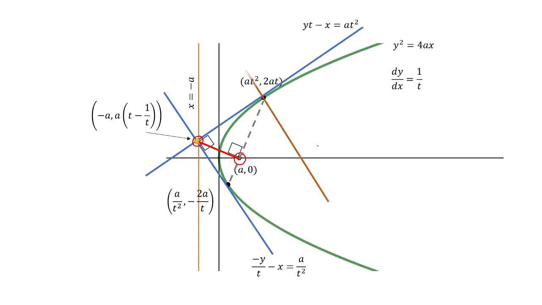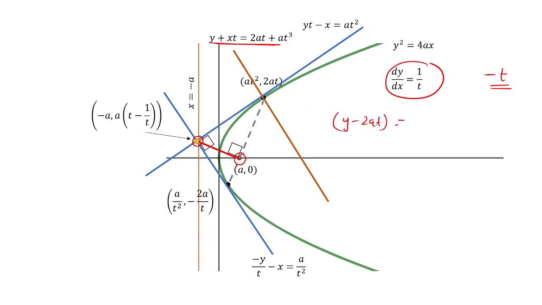Anyways, and then you draw the normals, and then you have the equation of the normal. How do you figure out the equation of the normal? This is the slope of the tangent, then the slope of the normal should be minus t because it's perpendicular to the tangent, and then you have this kind of a point. You can figure it out. You can write y minus 2at is equal to minus t times x minus at square, and you can solve it a little bit and you will get this thing.